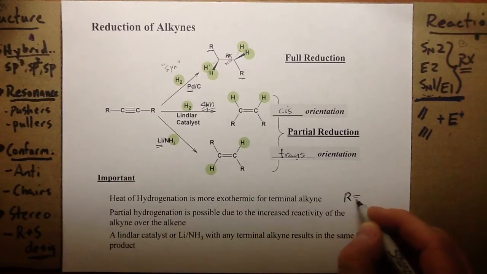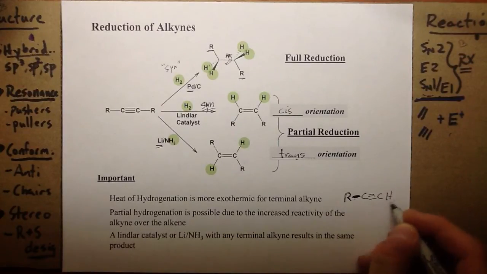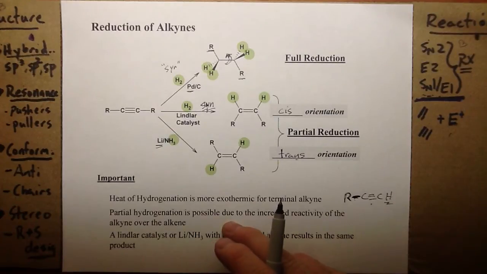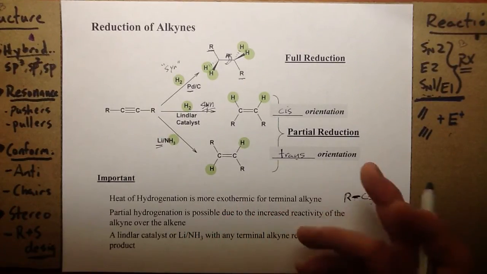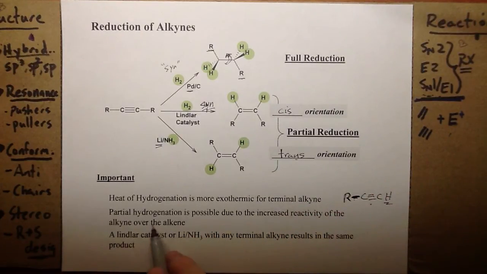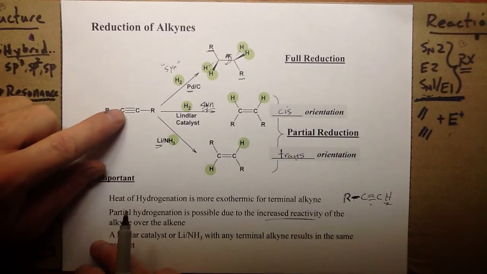So terminal meaning we have a hydrogen on the end of the alkyne. They are more reactive in general, whether it be alkenes or alkynes. Terminal alkynes or terminal alkenes are more reactive than internal. Partial hydrogenation is possible due to the increased reactivity of the alkyne over the alkene. They are at higher energy.